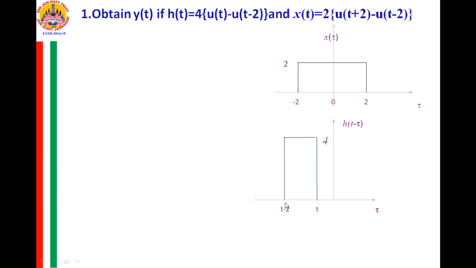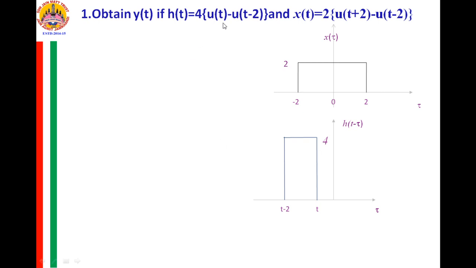So this end of h of t minus tau we can designate as t minus 2, and this end as t, because you have observed that when t is equal to minus 2, this end was minus 4 and this was minus 2. When t is equal to 0, at that time this was minus 2 and this end was 0. So in general for h of t minus tau, I can say that this end is t minus 2 and this end is t.